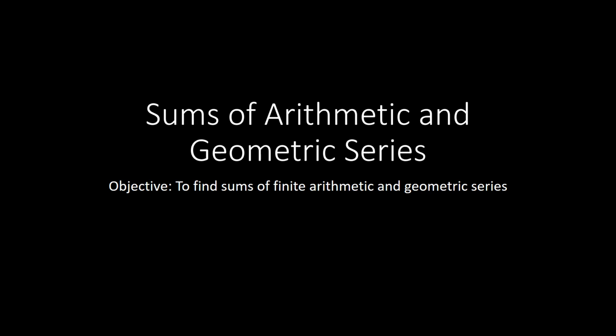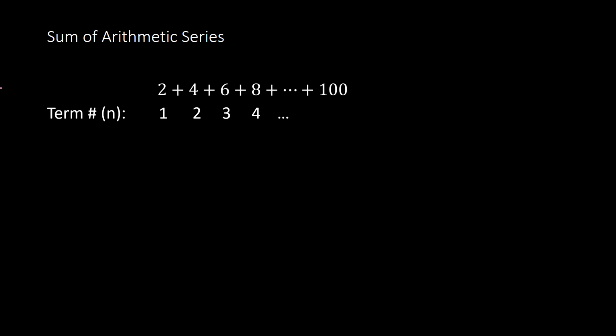In this lesson, you will learn how to find the sums of finite arithmetic and finite geometric series. If you're given an arithmetic series, such as 2 plus 4 plus 6 all the way to 100, remember we can pair up the term with the term number, and so 2 would be your first term, 4 is your second term, 6 is your third term, and so on. And then if you keep this going, 100 would be the 50th term.